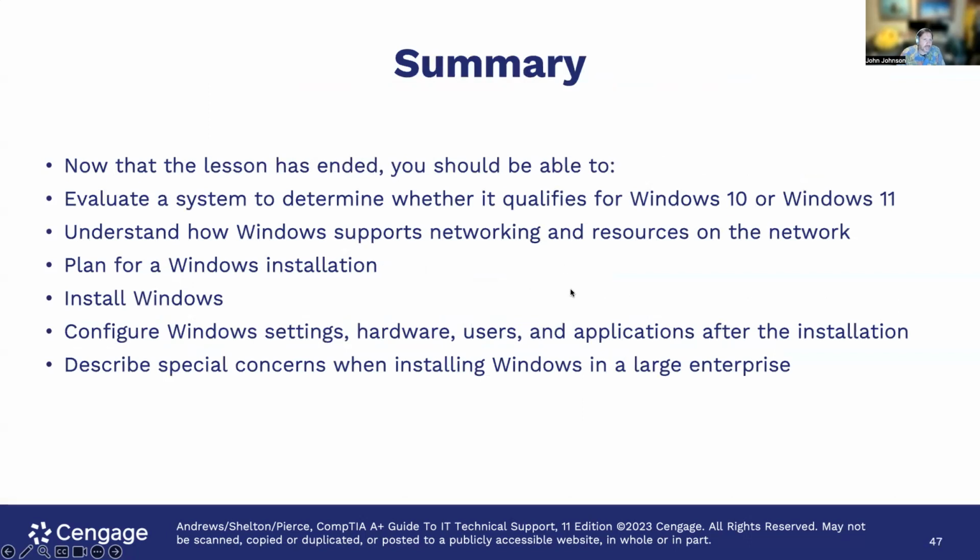So, summary. Now that the lesson has ended, you should be able to evaluate a system to determine whether it qualifies for Windows 10 or Windows 11. Remember, Windows 11 does have that TPM 2.0 requirement that makes it a little bit difficult to upgrade from some of the old Windows 10 hardware that's out there. You should be able to understand how Windows supports networking resources on the network. You should be able to plan for a Windows installation now, and you should be able to install Windows. You should be able to configure Windows settings, hardware, users, and applications after the installation. And you should be able to describe special concerns when installing Windows in a large enterprise.